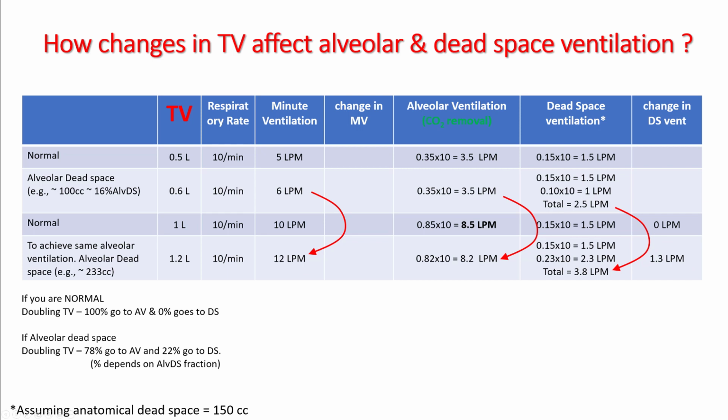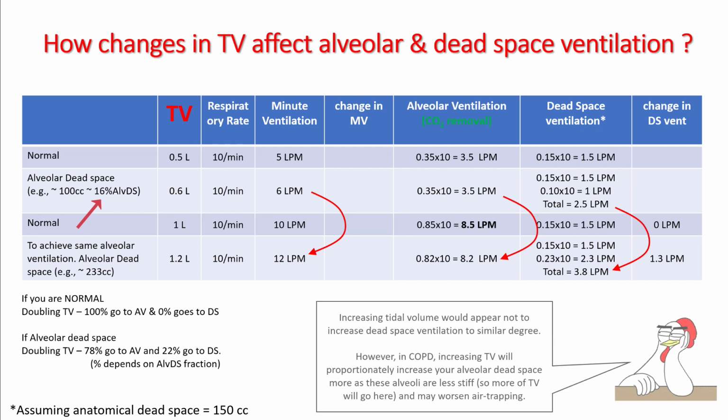So in a normal person, when doubling the tidal volume, all of the increase in the minute ventilation goes towards the alveolar ventilation, and 0% of it goes towards the dead space. While if you're dealing with alveolar dead space, in this case, 78% has gone towards alveolar ventilation and 22% has gone towards the dead space ventilation. And this percent will depend upon what your alveolar dead space fraction is.